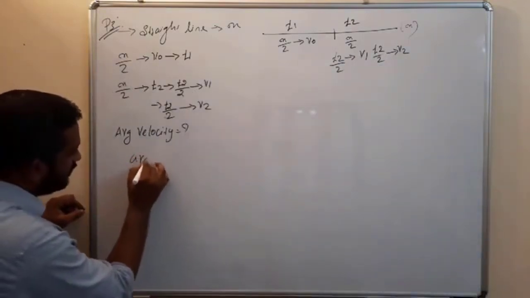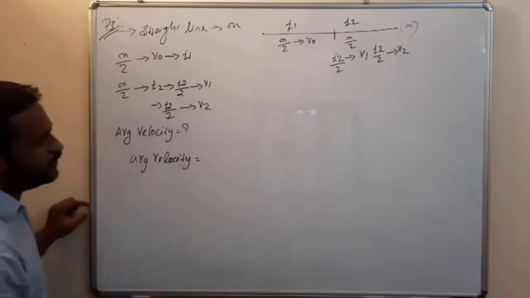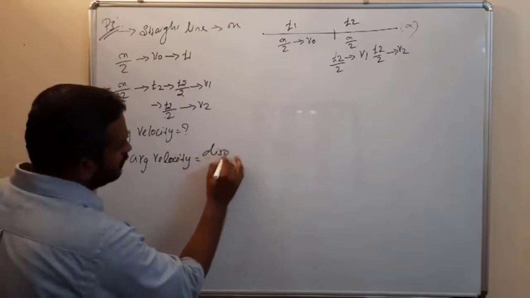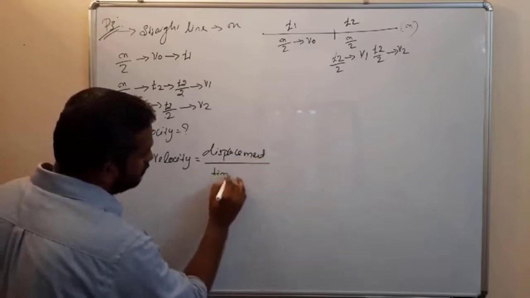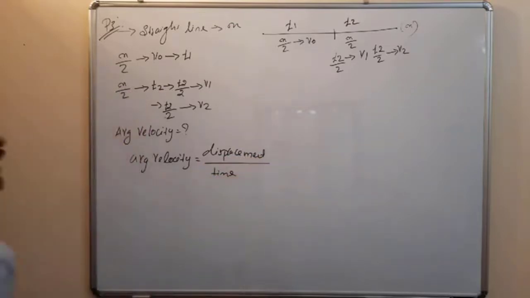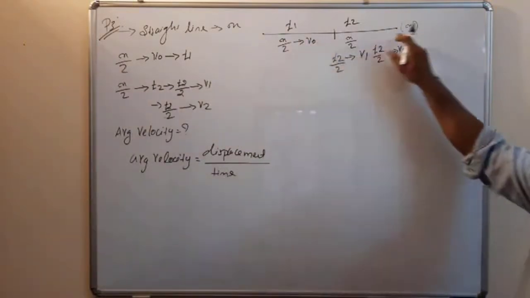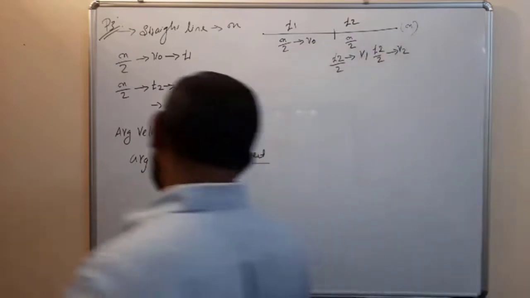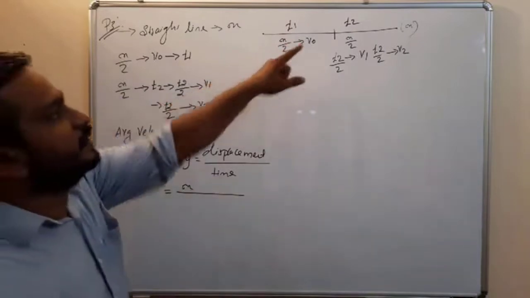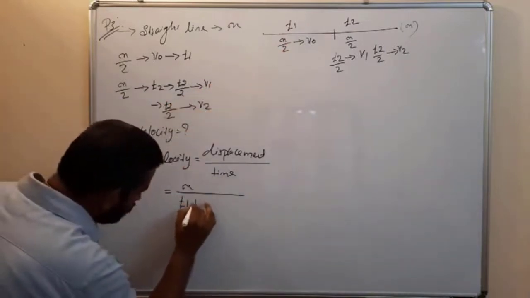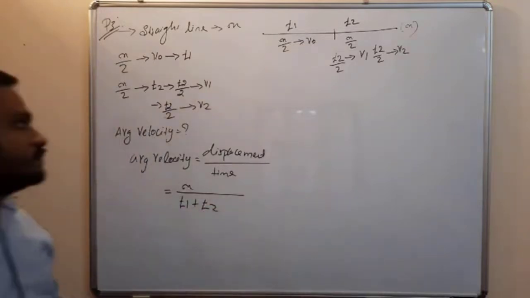Average velocity is equal to displacement by time. Okay, so the total distance covered is x. So that's equal to x divided by the time taken for the whole journey, that is t1 plus t2.